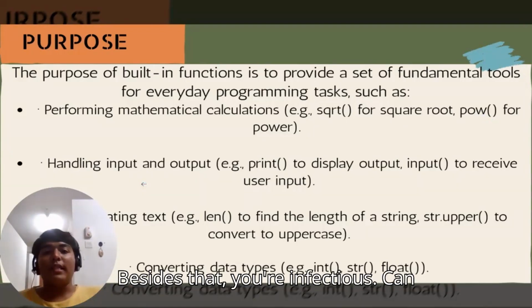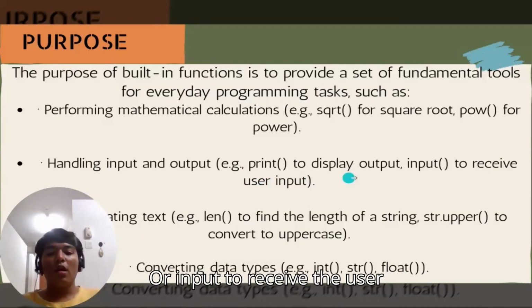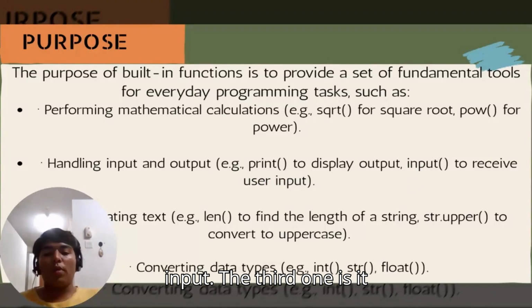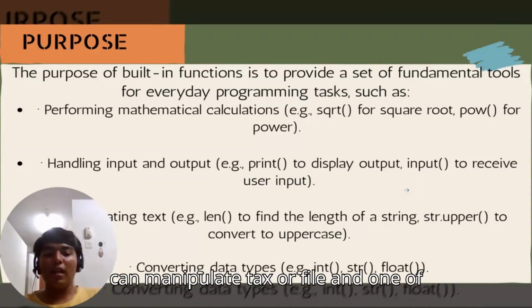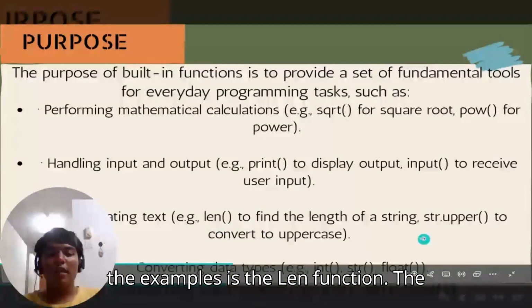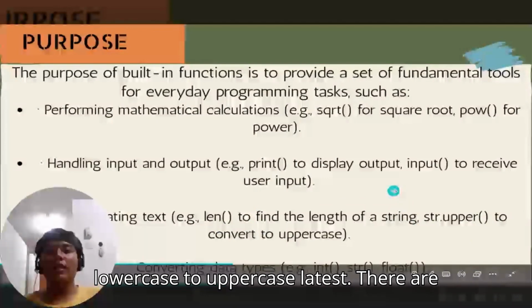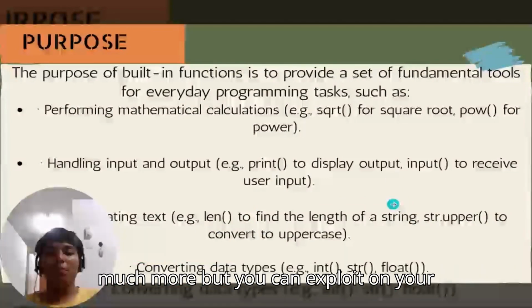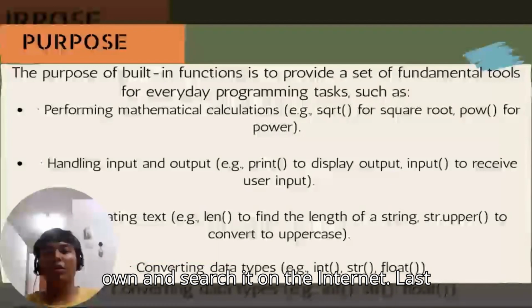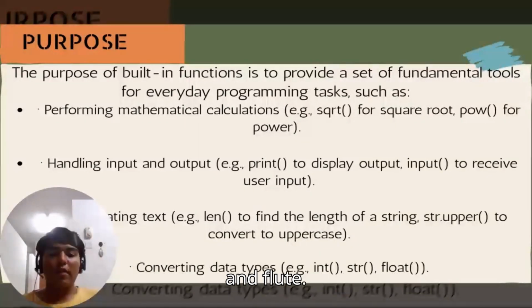Besides that, built-in functions can handle input and output, such as print, or input to receive the user input. The third one is that they can manipulate text or files, and one of the examples is the len function for the length of a string, or string.upper to convert lowercase to uppercase letters. There are many more, but you can explore them on your own and search on the internet. Last but not least, you can use built-in functions to convert data types such as int, string, and float.